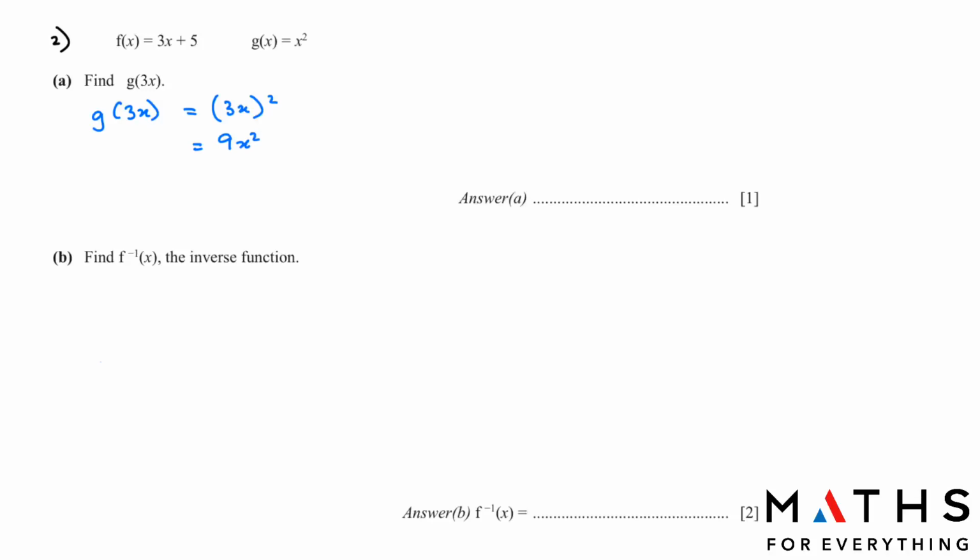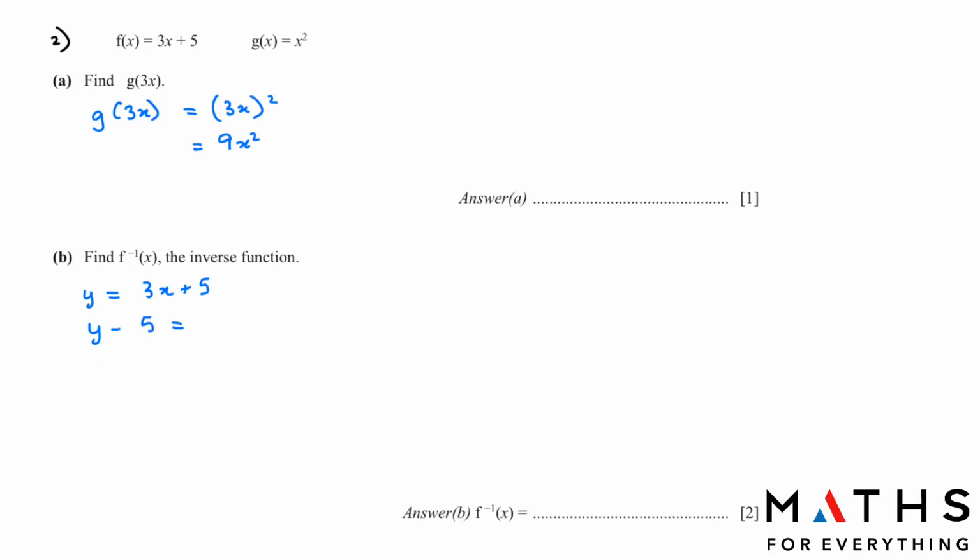Now find part B, find f inverse x, the inverse function. For that, we have to first write down f of x is equal to 3x plus 5, but change the f of x to y. That will be y is equal to 3x plus 5. We have to make x the subject. Your x is positive, so leave it where it is. Shift the 5 to the other side.